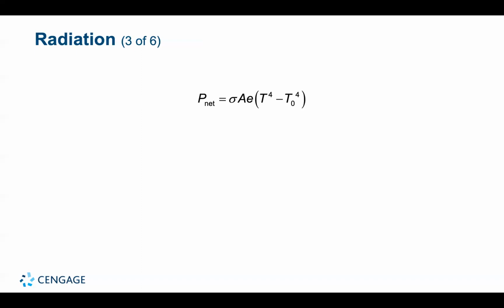On the other hand, an object for which the emissivity e = 0 absorbs none of the energy incident on it, reflecting all of it. Such a body is an ideal reflector.